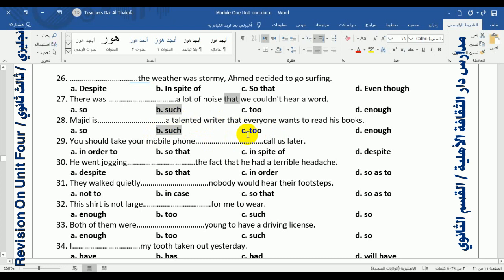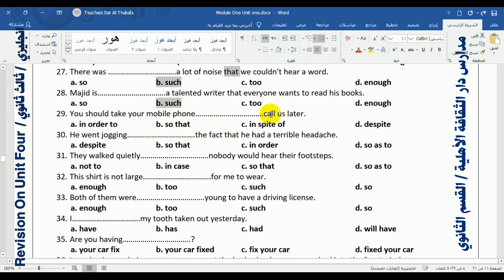You should take your mobile phone and call. The verb is in the base form: call. Or in order to call, straight away, meaning to call later.